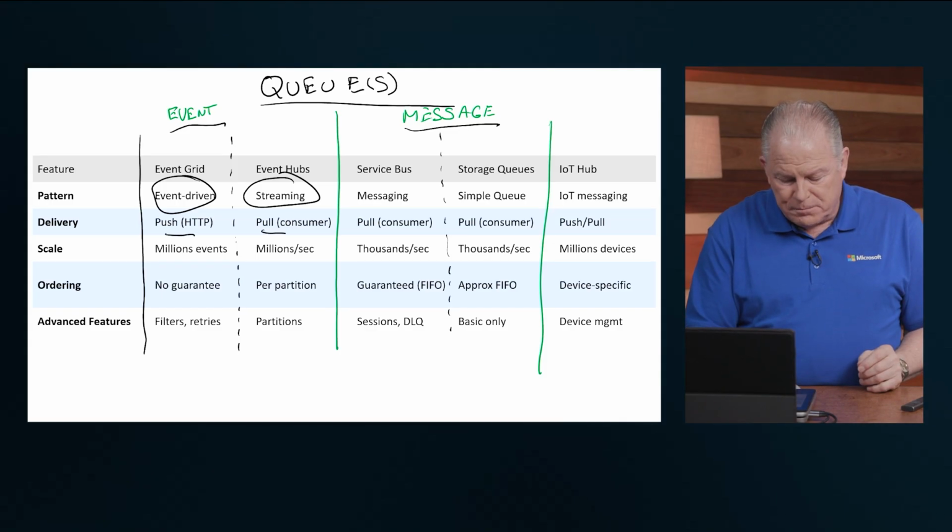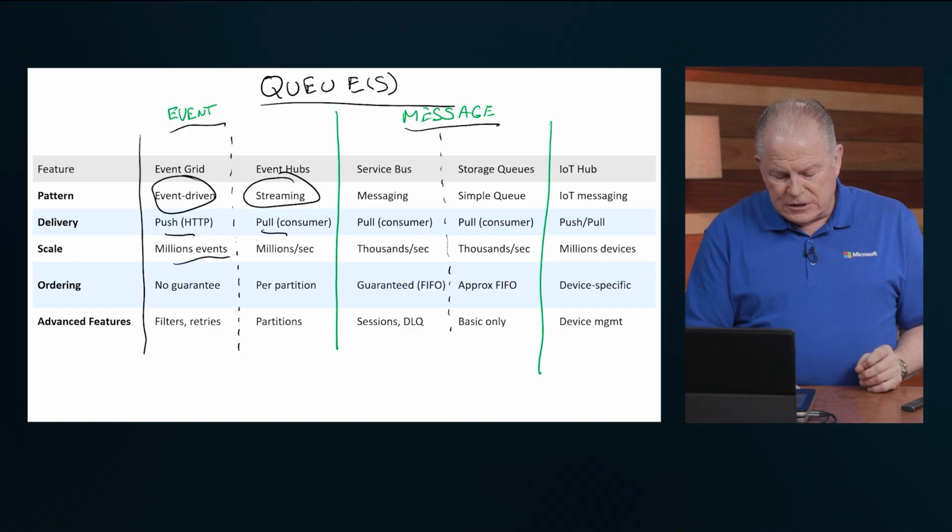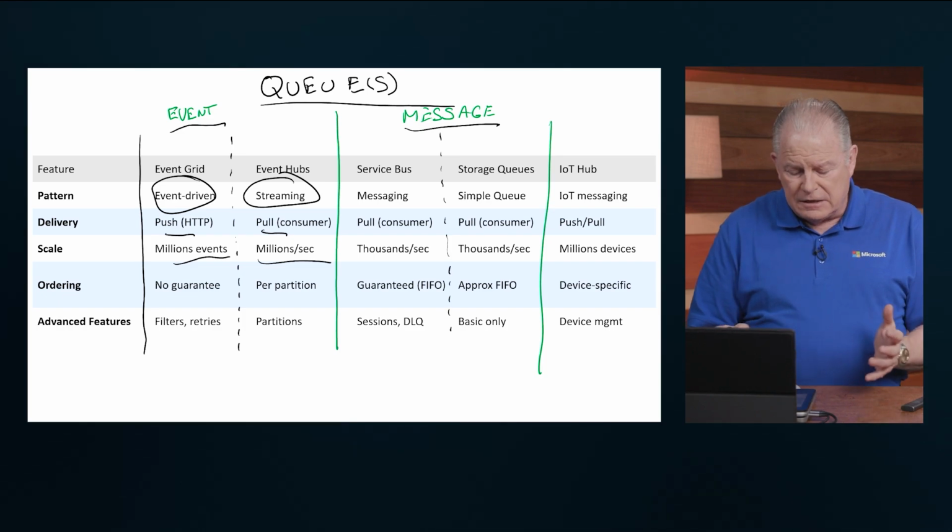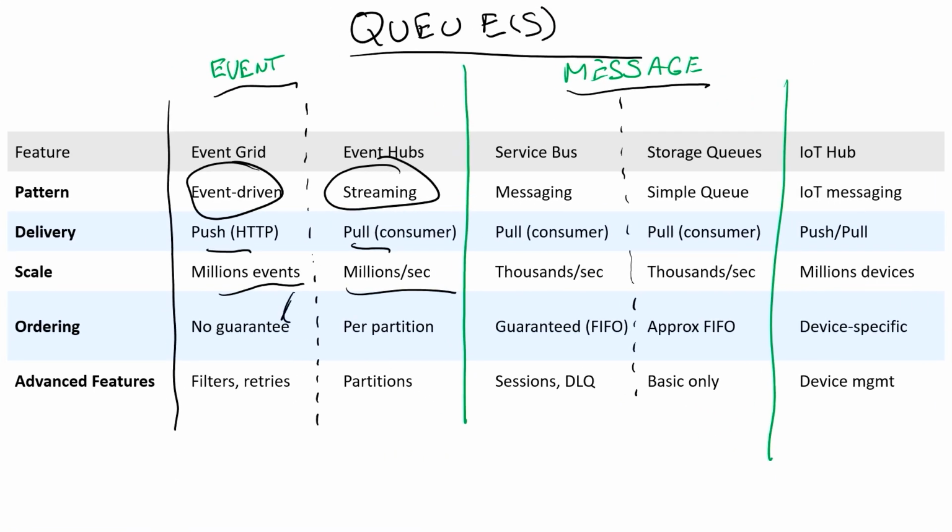One's a push, one's a pull. Millions of transactions per second over the event. Your ordering of this is not guaranteed, or you're getting guaranteed delivery in a FIFO, first in, first out. So we have these different characteristics of picking one or the other, and I'll try and cover those as I get into the content itself. So let's go back to that now.